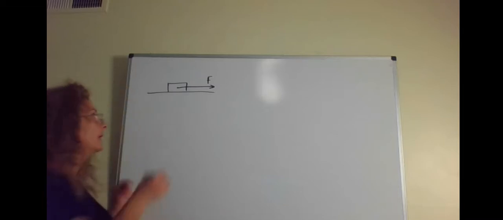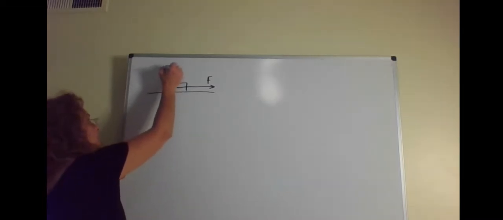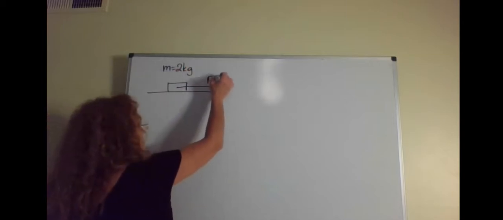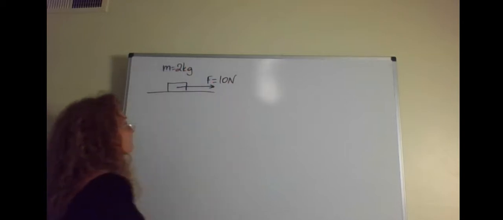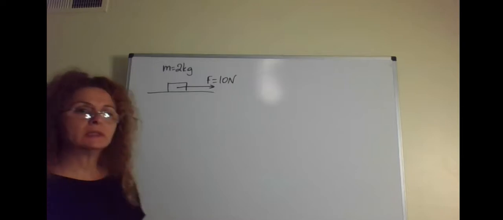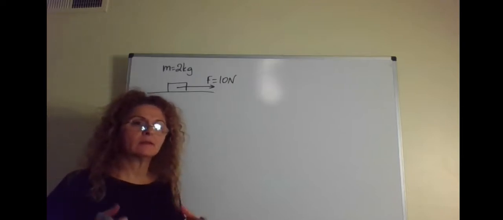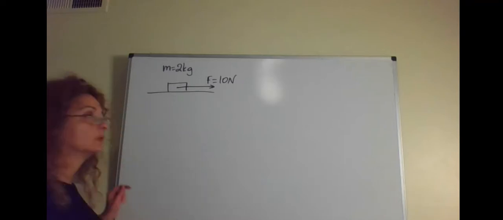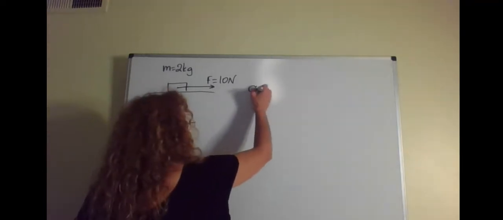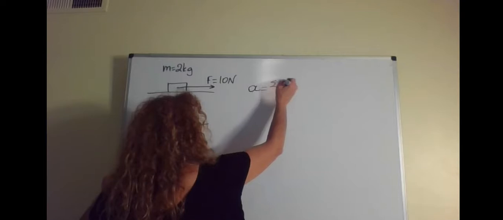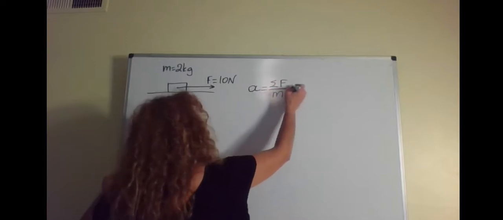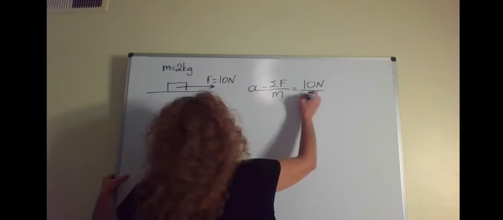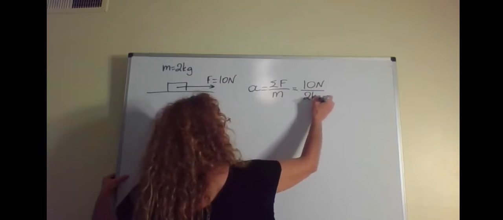So let's say that we have a mass which is 2 kilograms, a force which is 10 newtons. Apparently it's the only force, so it is the total force. What is the acceleration? So the acceleration will be the total force over mass. The total force is 10 newtons over 2 kilograms.